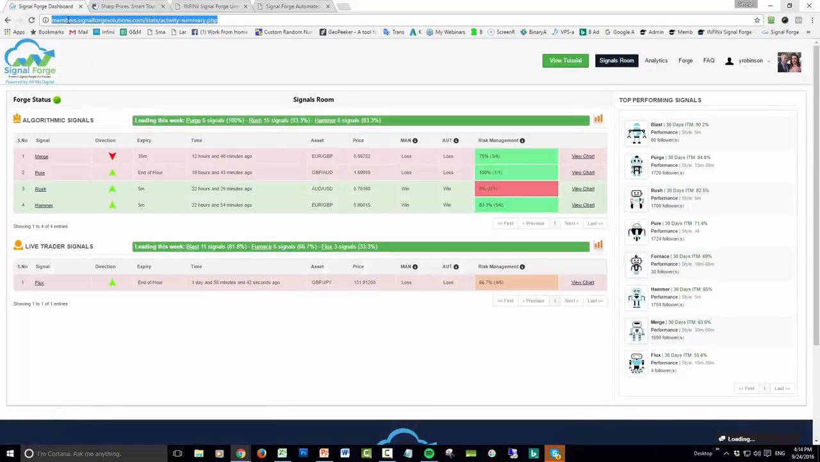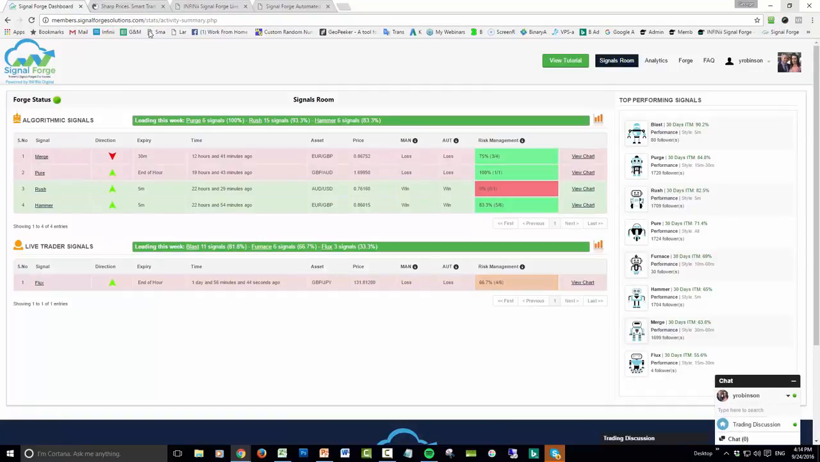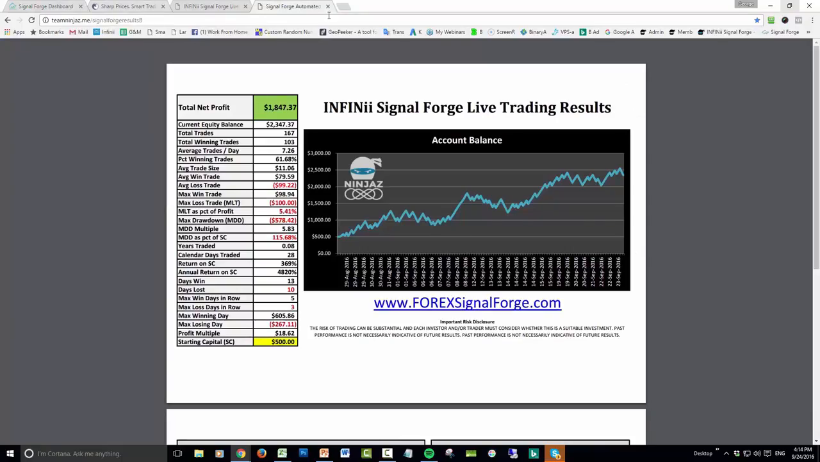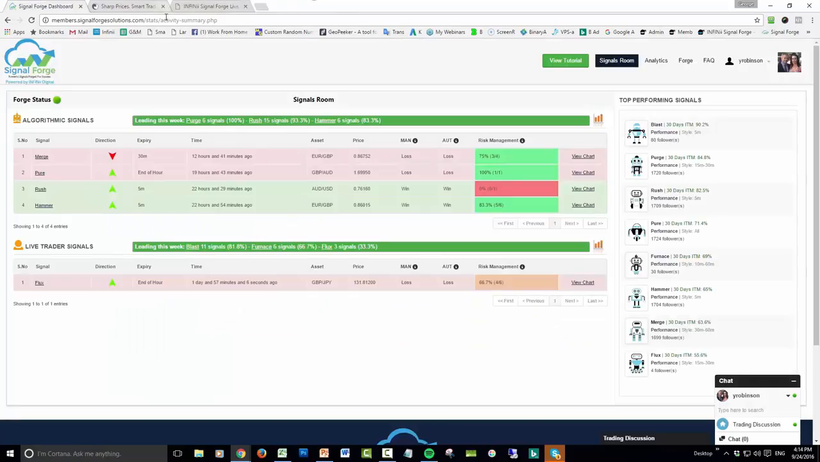Make sure that this program, members.signalforgesolutions.com, is only logged in with your login details on one browser anywhere in the world. If you've got it logged in on your phone, don't log it in anywhere else. If you've got it logged in on your VPS, don't log it in on your local computer. Don't have it open on two browsers on the same computer. I don't know why you would, but just don't do it. This can only be logged in with your account details on one browser, anywhere at a time, okay?